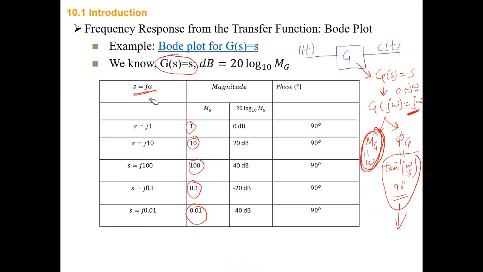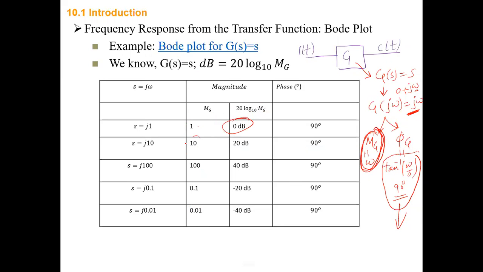Now, when you do the Bode plot, you have to change this Mg to decibels, dB. How do you change it to decibels? Take the log base 10 of this, then multiply by 20. That's how you change it to decibels. That's what I did here. If Mg is 1, then what is this? Log of 1 is 0.